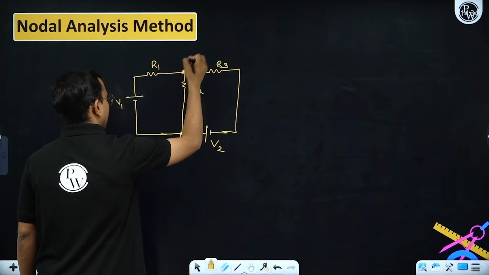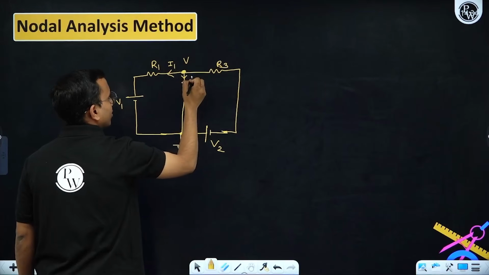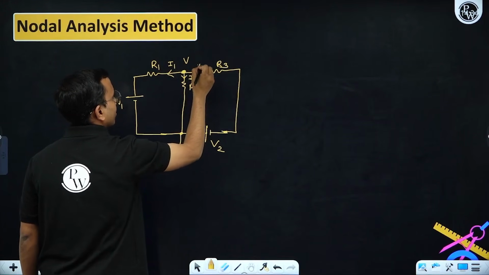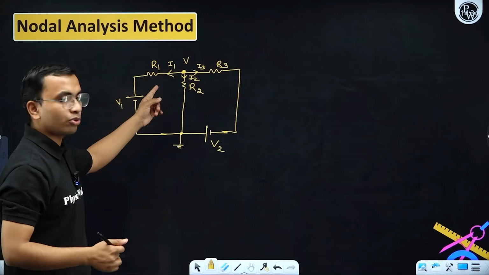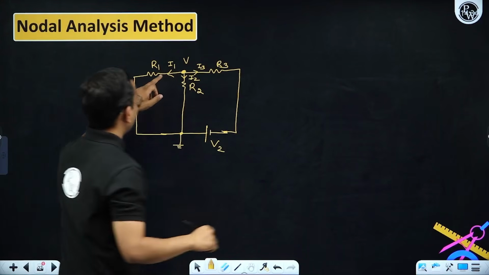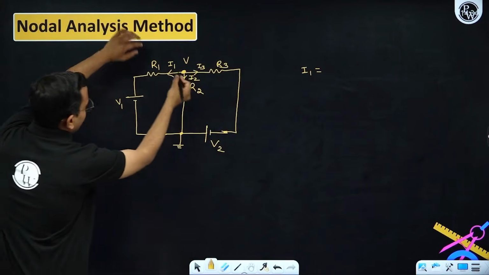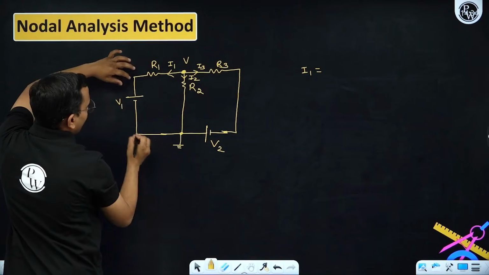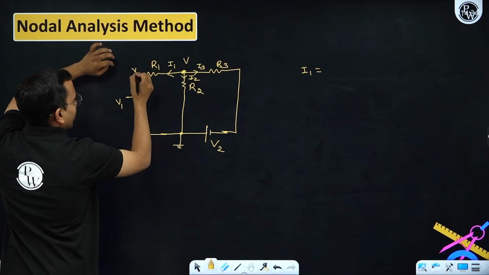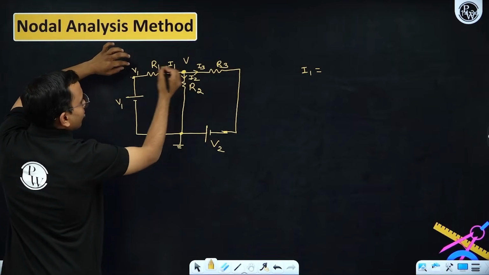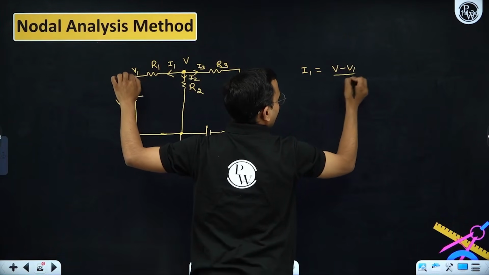Let us take this potential as V. This current I1, this current I2, this current I3. I1 plus I2 plus I3 is 0. Total incoming current is 0, total outgoing current should be 0. What is I1 now? I1 is the current through this. You see, this is at 0 potential, and this is plus V1, so this point is at potential V1. So what will be I1? I1 will be V minus V1 divided by R1.